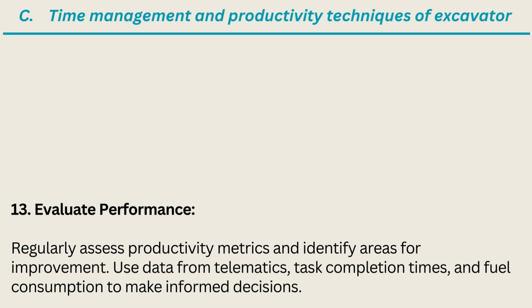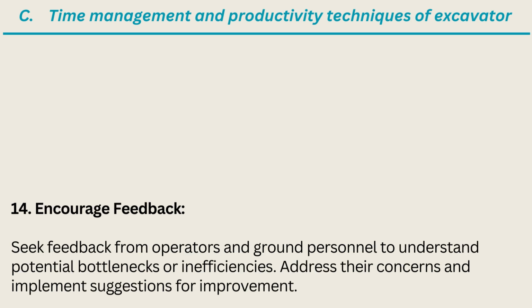13. Evaluate performance. Regularly assess productivity metrics and identify areas for improvement. Use data from telematics, task completion times, and fuel consumption to make informed decisions. 14. Encourage feedback. Seek feedback from operators and ground personnel to understand potential bottlenecks or inefficiencies. Address their concerns and implement suggestions for improvement.